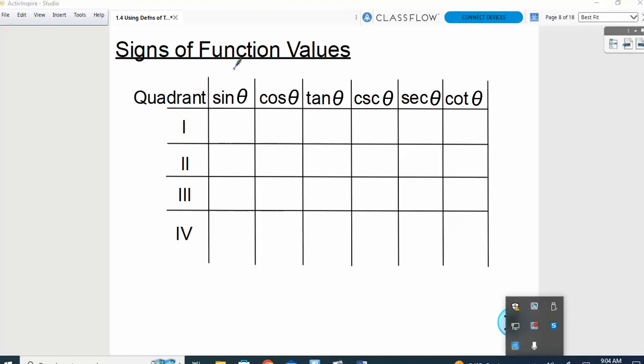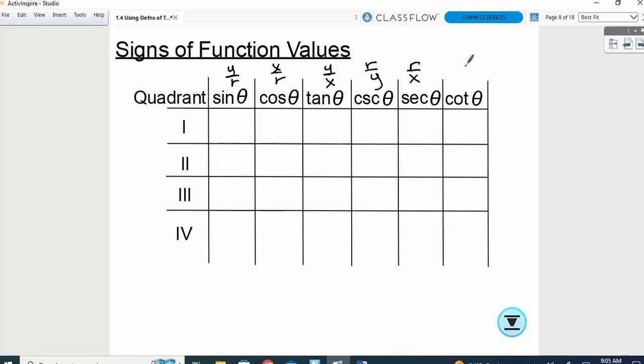So we can relate this to the definition. What is the definition of sine? y/r. Cosine. x/r. Tangent. Cosecant is the reciprocal of sine, so it would be r/y. Secant is the reciprocal of cosine, so r/x. And cotangent is the reciprocal of tangent, so x/y.